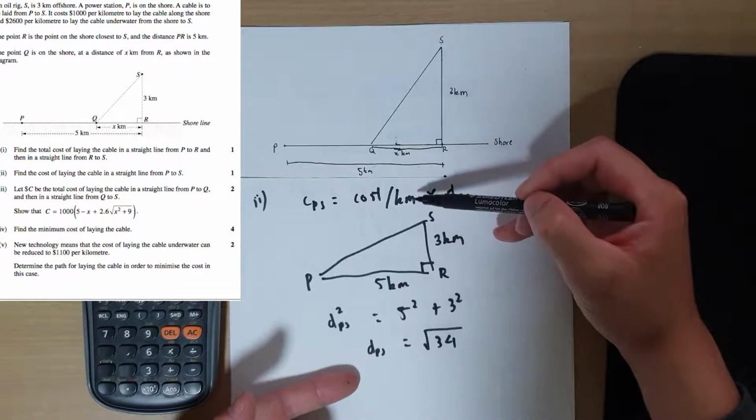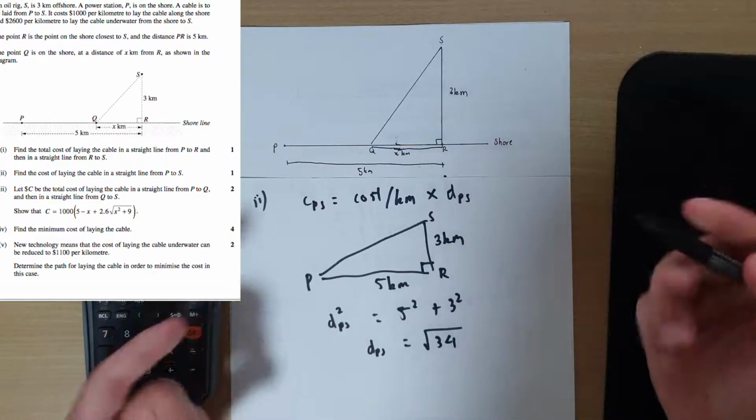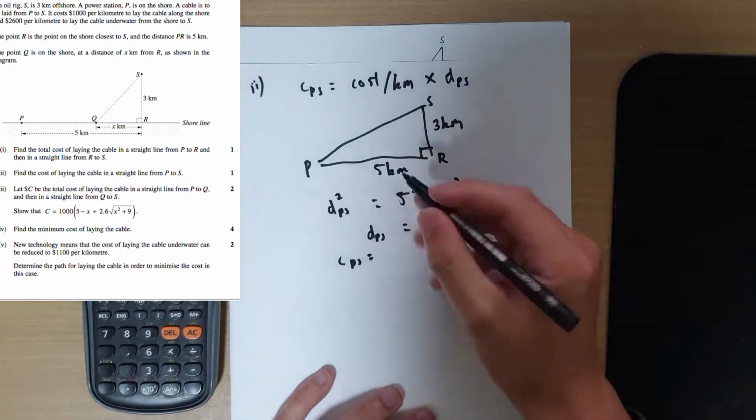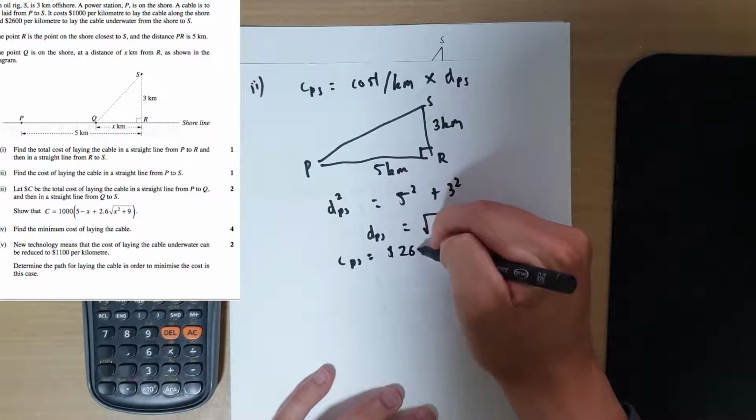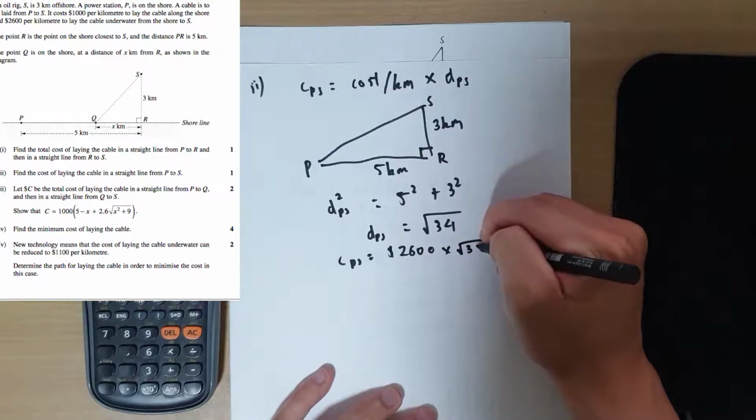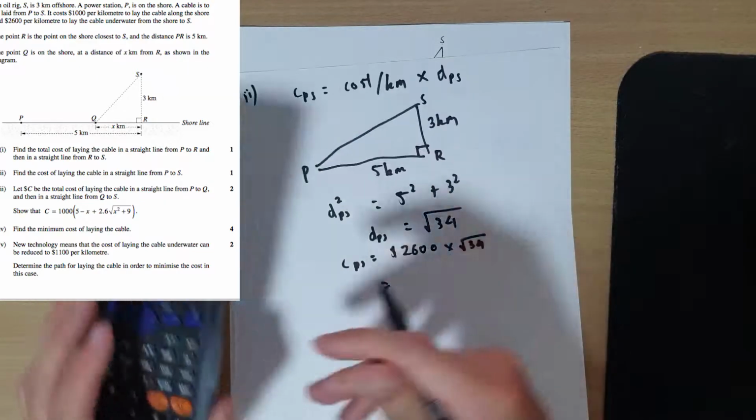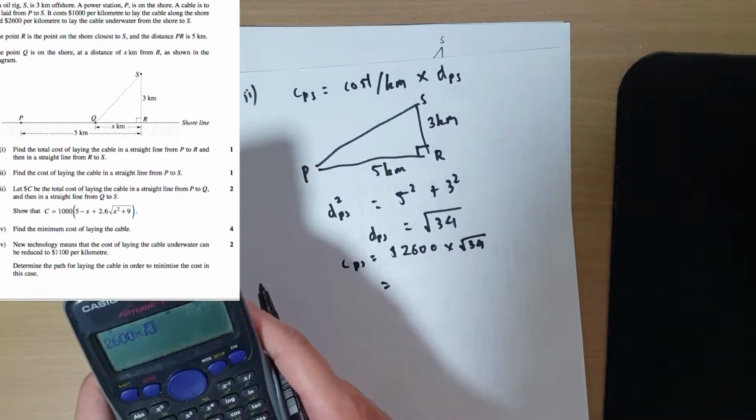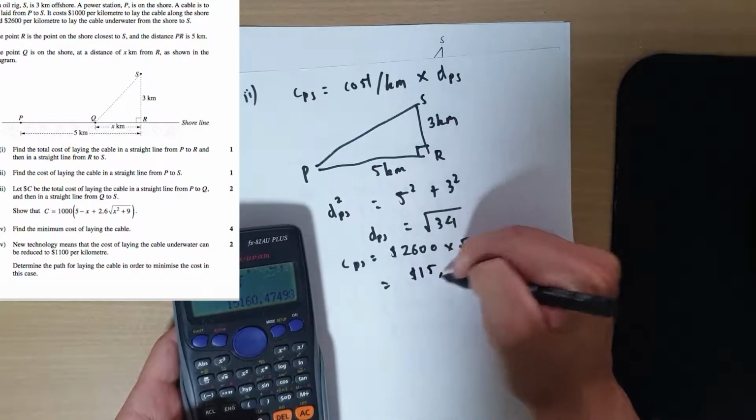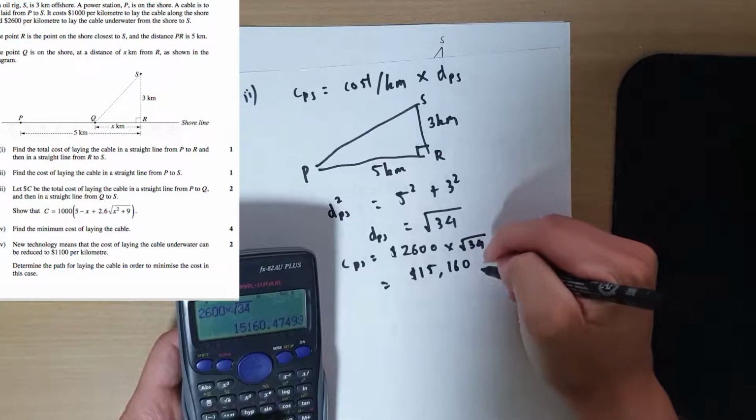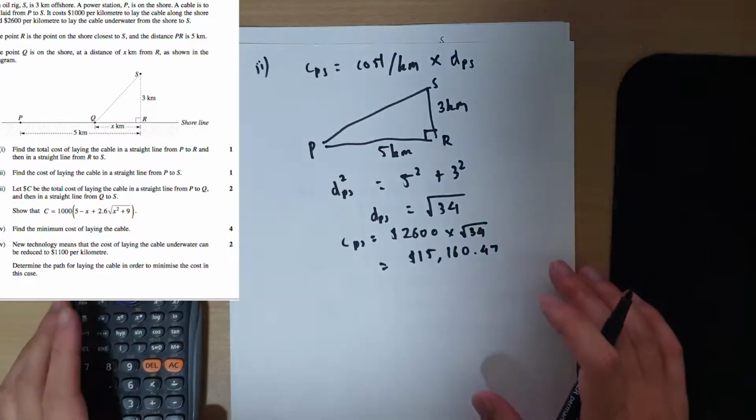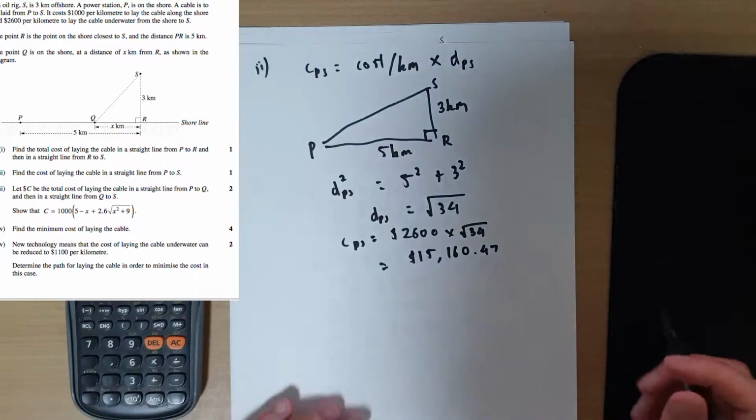We know the cost of laying the cable underwater, P to S. Let's find the cost of PS. CPS here would be equal to $2,600 because we're going underwater for P to S, multiplied by the distance PS, which is root 34. Get this on a calculator: $15,160.47. You probably don't need to go to cents, but just because. Cool, that's done.